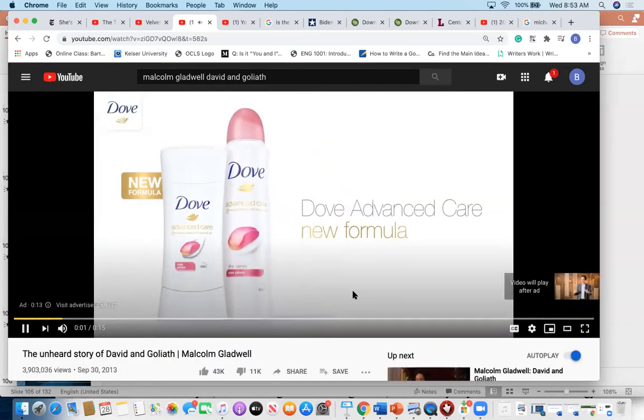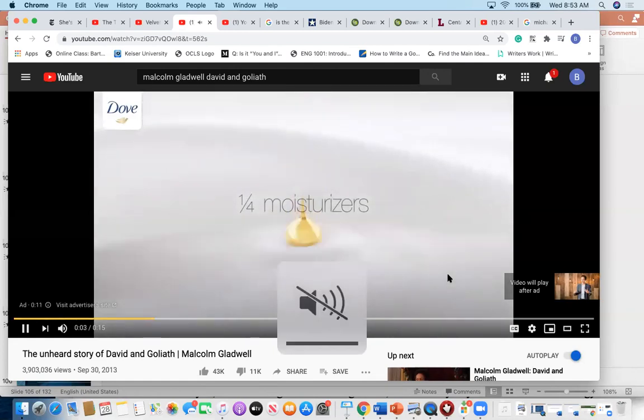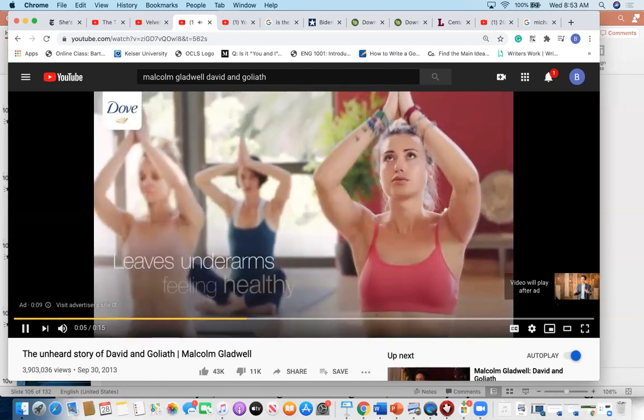Dove Advanced Care's new formula enriched with... Sorry for the stupid ads.